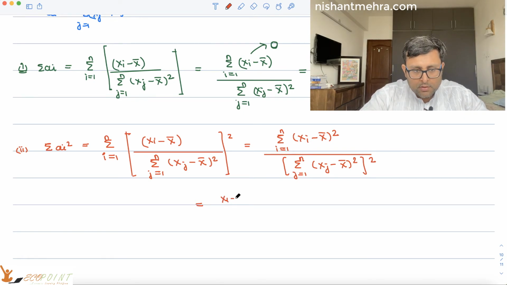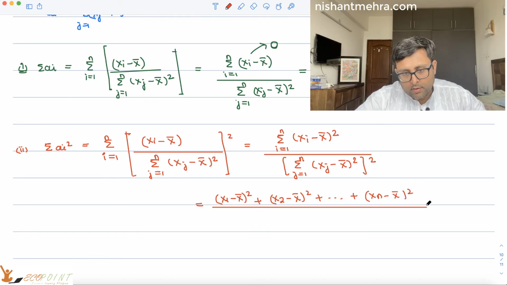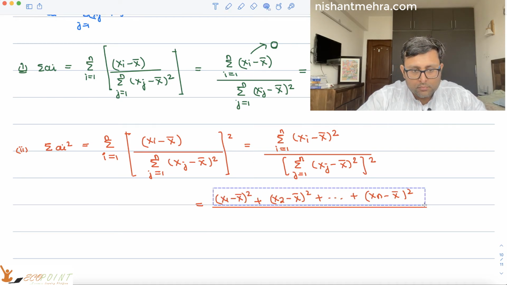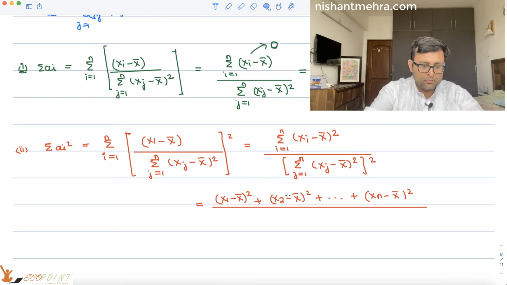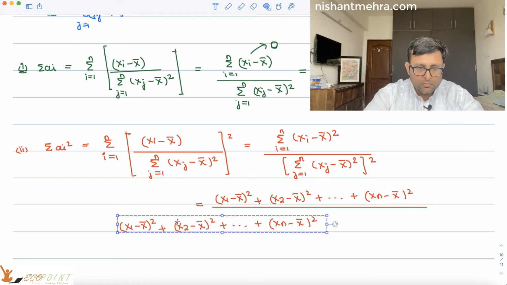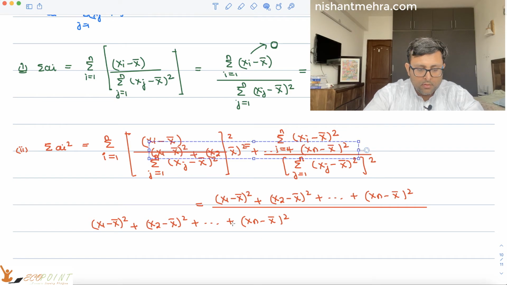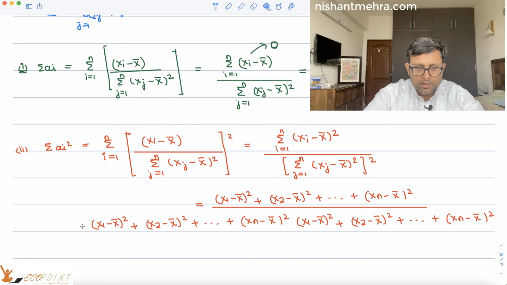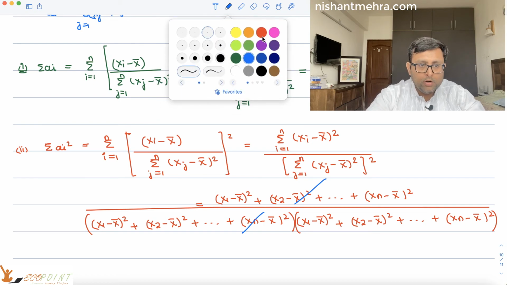So if you want to write it like this, (x1 minus x bar) square plus (x2 minus x bar) square and so on to (xn minus x bar) square, whole upon this thing into this thing. Beta, I hope there is no confusion now. So you can just cancel one of them. Tuck, tuck. So you are left with what? Just this guy.